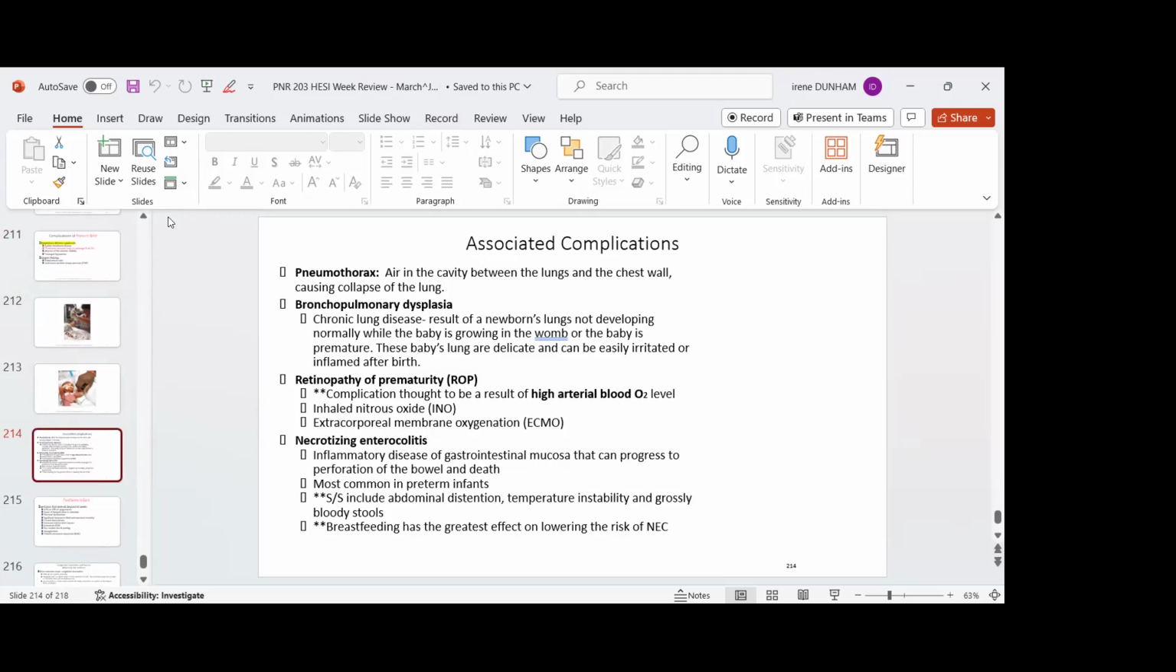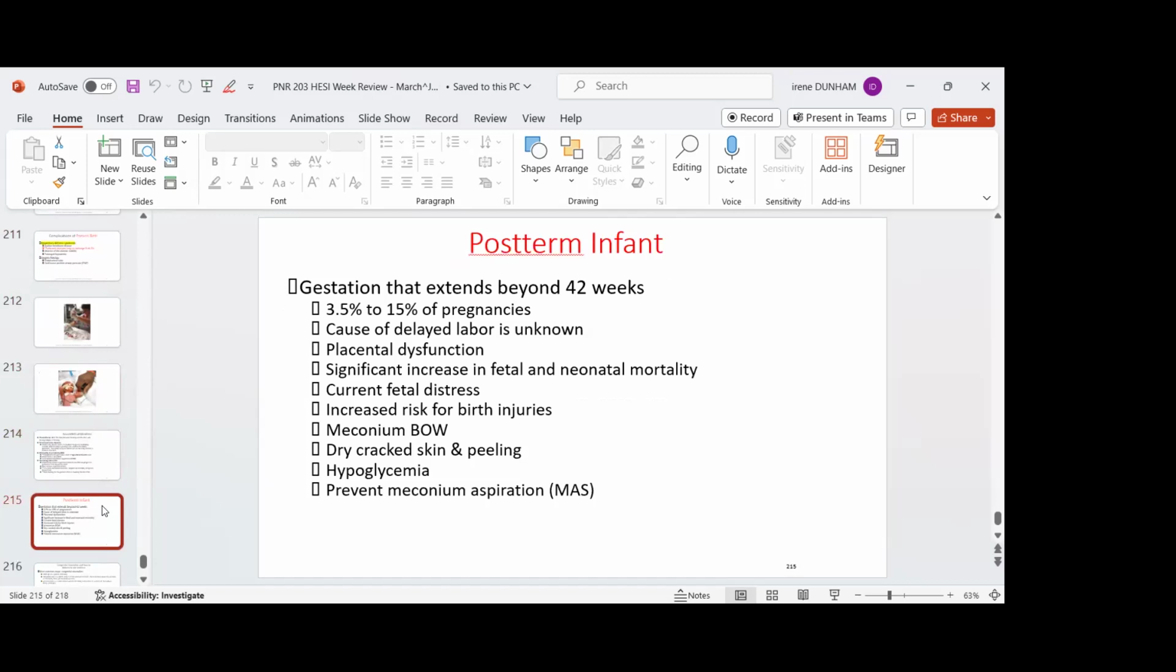Don't forget pneumothorax. They can have bronchopulmonary dysplasia, especially if they get too much oxygen. So you want to have a little pulse oximeter on them to make sure that they maintain 92% or above, and you want to be very careful with giving oxygen. At least, always monitor.